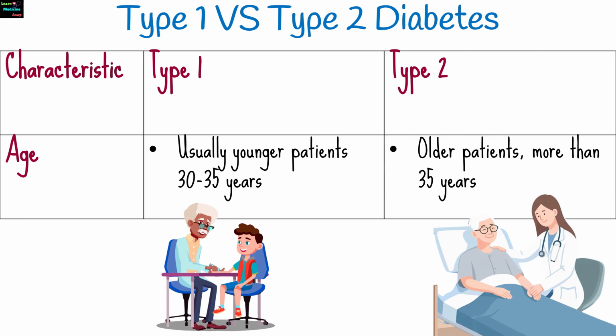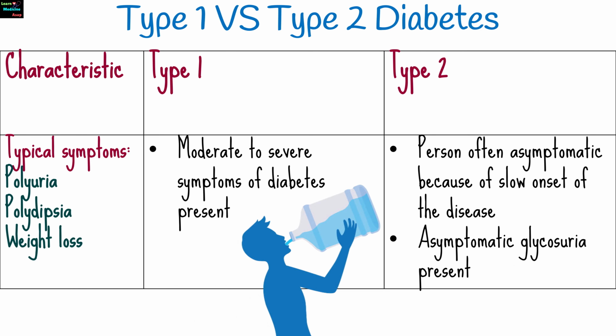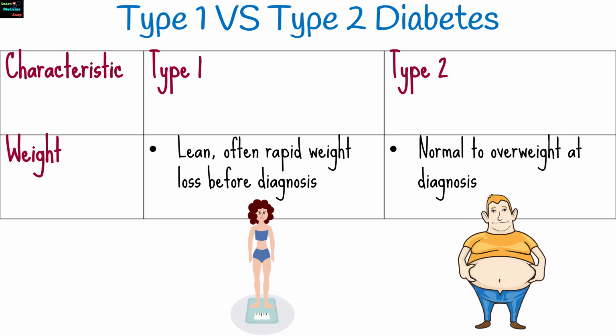Type 1 diabetes is usually present in younger patients less than 35 years, while type 2 occurs in patients more than 35 years. In type 1 diabetes, the typical symptoms of diabetes such as polyuria, polydipsia, and weight loss are moderate to severe, while in type 2 diabetes, patients are often asymptomatic because of slow onset of the disease. Asymptomatic glycosuria is present. In type 1 diabetes, patients are often lean, with rapid weight loss before diagnosis, while in type 2 diabetes, patients are normal to overweight at diagnosis.